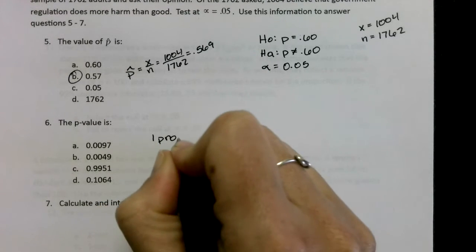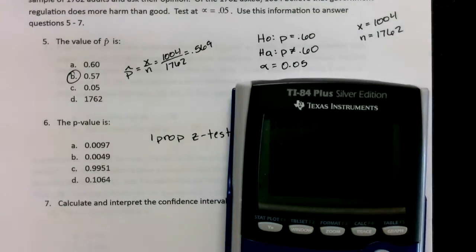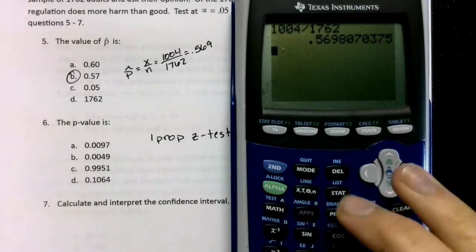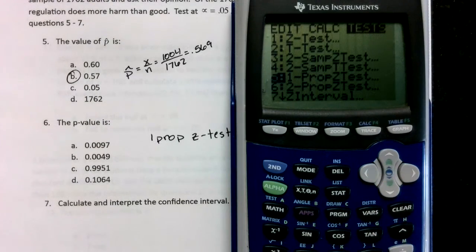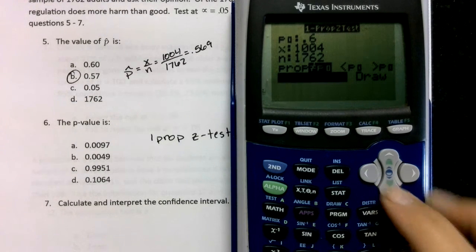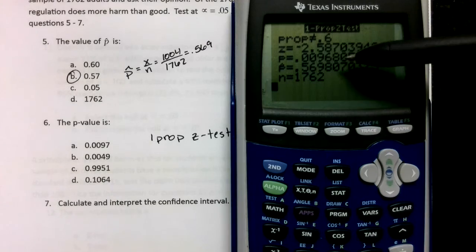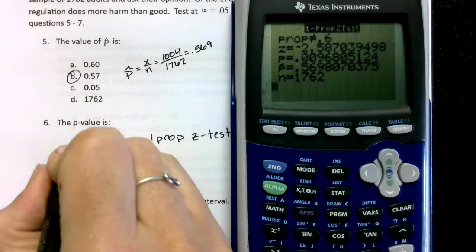So this is a one prop z-test. So in my calculator, I'm going to go to stat, tests, one prop z. So my null hypothesis was that it was equal to 60%. X was 1004. N is 1762. We think it's not equal. And so there, very, very quickly and easily, we get a p-value of 0.0097.